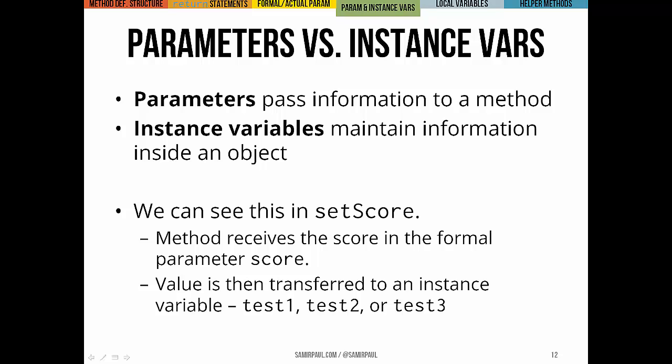draw, and that's the distinction between parameters and instance variables. Parameters have the job of passing information to a particular method from whoever's calling it. On the other hand, instance variables are supposed to maintain information of an object. They're sort of like an object's memory. They're the things it remembers. You can see this in setScore. The formal parameter that we take in, score, all that's doing is sending in a value for this method. Then we take that value and we transfer it to one of the instance variables, which would be either test1, test2, or test3. Those we actually remember.